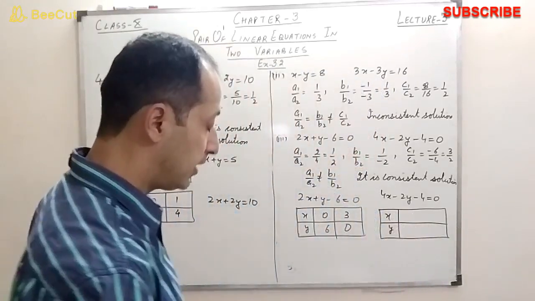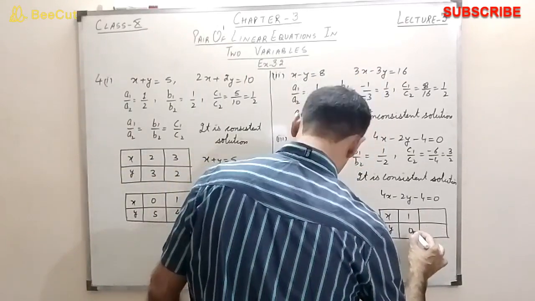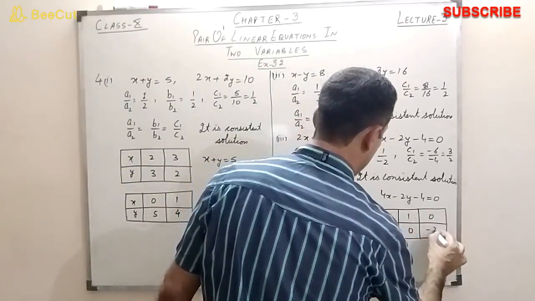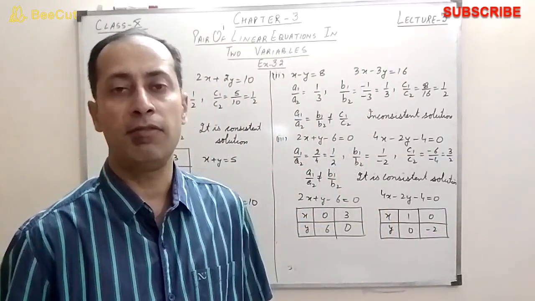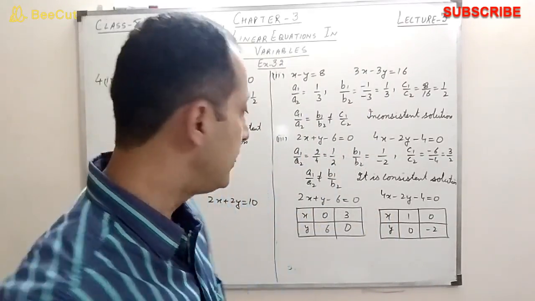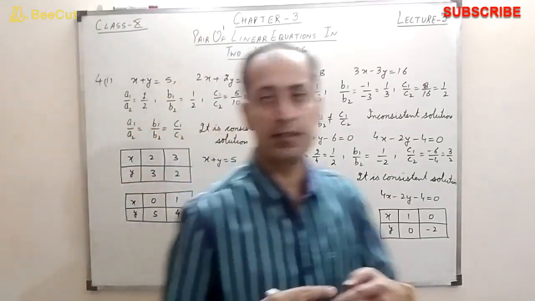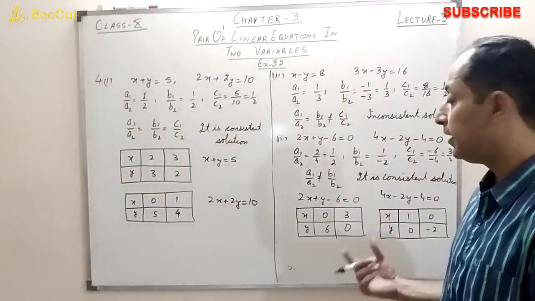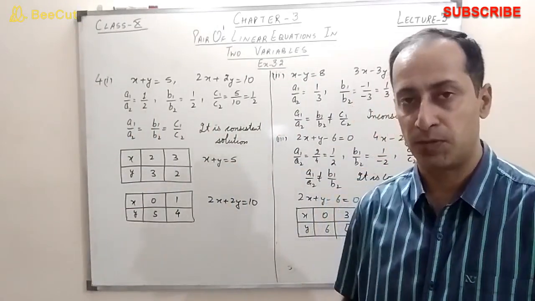So if you take the values that I have taken here, this is 1, 0 and 0 comma minus 2. If you represent these two lines, you can find the common solution for them, right? In the first case, there will be infinitely many solutions because the lines will be coincident lines, and in the third part there will be intersecting lines. So there will be only one solution for them, right?